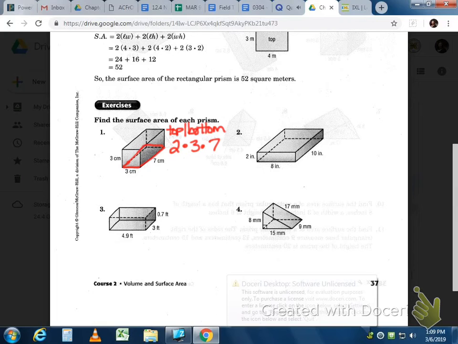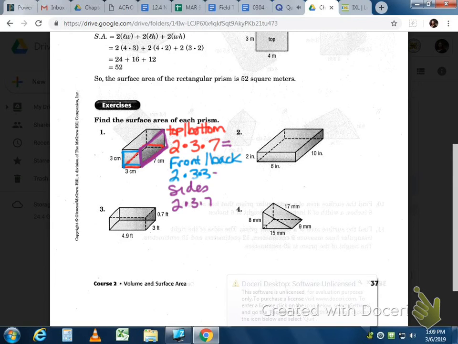All right, let's talk about, how about the front and back? The front and back would be this. What is it? 3 by 3. So there are 2 that are 3 by 3. Okay, now let's do the sides. Oops, I want to change the color. We're going to do the sides. So we're talking about, what are the dimensions of those sides? 7 and 3 again. So there is a repeat. So 2 times 3 times 7.